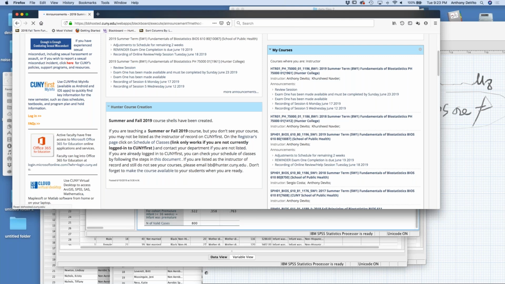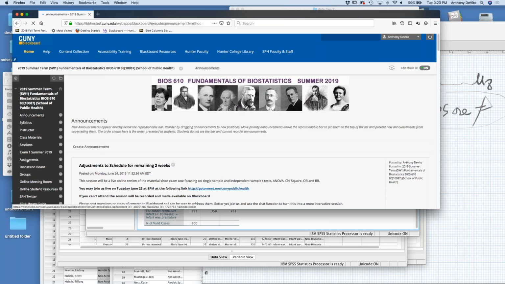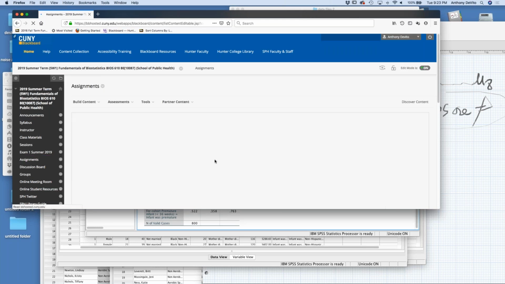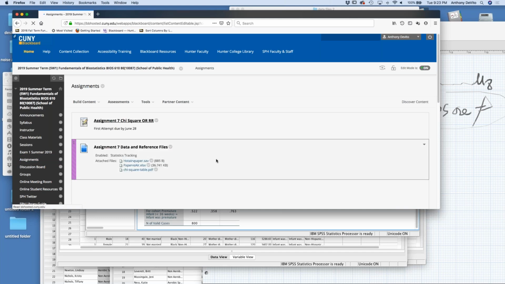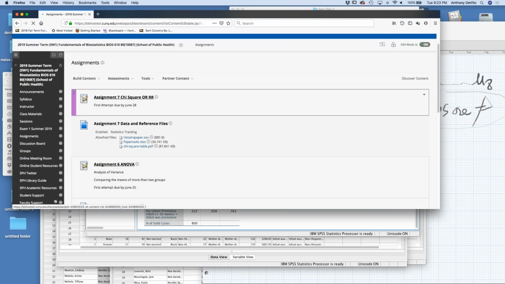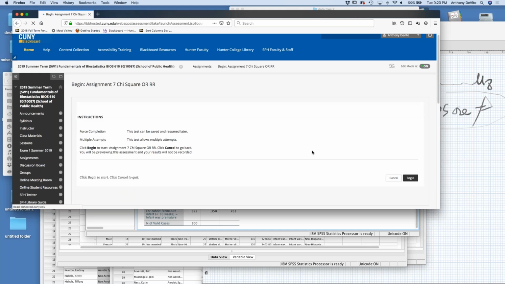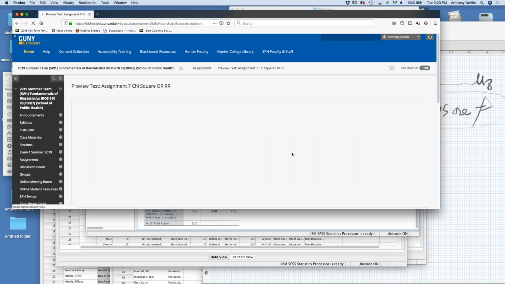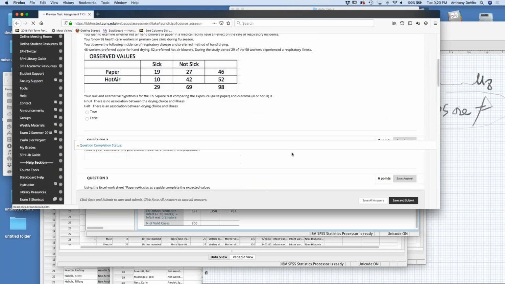Okay, let me go into BIOS610. Let me go into assignments. But yours should work exactly the way mine works, because it's the same source, came from the same place, unless the PC version and the Mac version have different license situations. I don't think that's true, though. Okay, so let me go in here. Okay, and I'm going to say begin. And I may open Excel to do this.